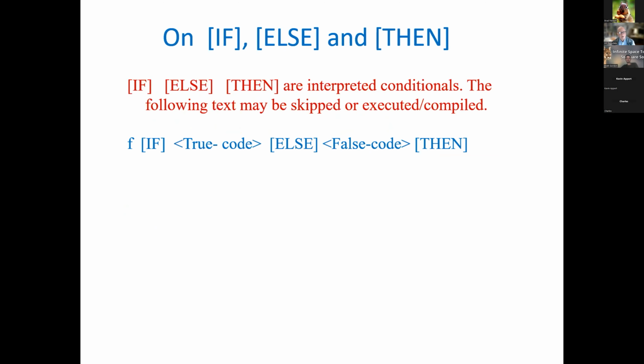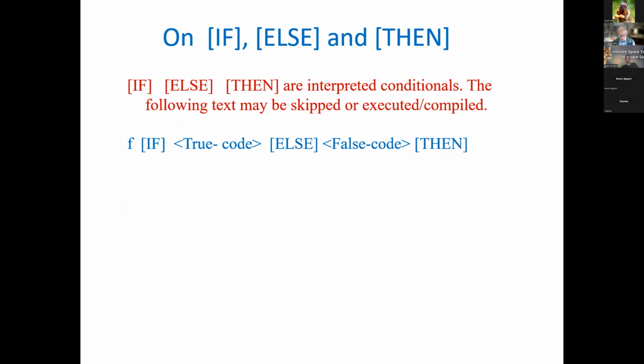A typical example here is that we start with a flag, a true or false value. It's applied to the bracket IF. If the flag is true, then the sequence after bracket IF will execute. That is the true code. However, if the flag is false or 0, the ELSE part will execute. And we run the false code, and the IF will then finally terminate execution at the THEN. So this operates just as the compiled versions do.